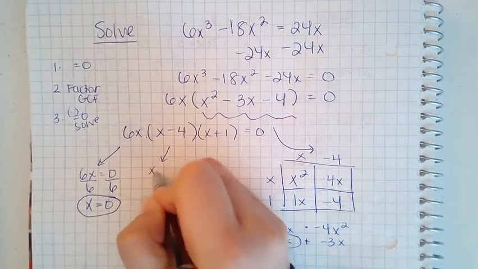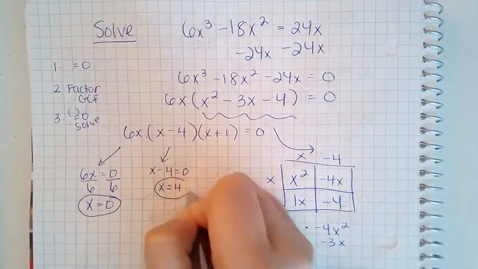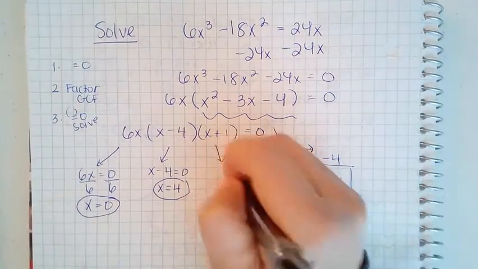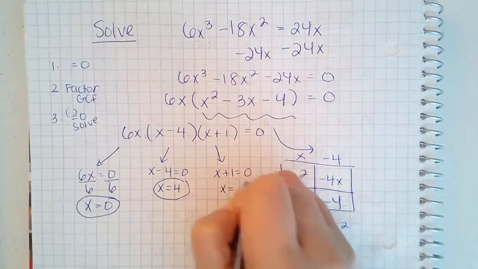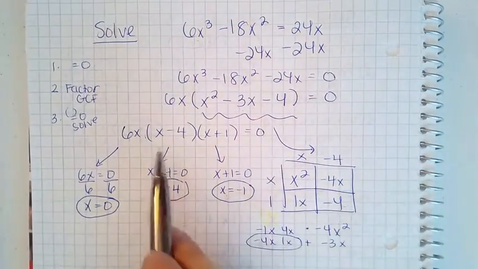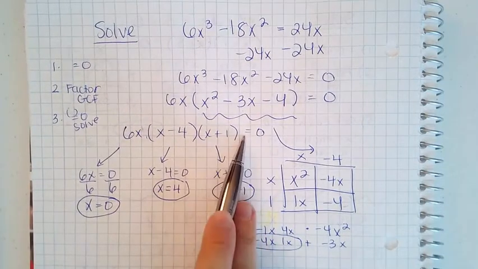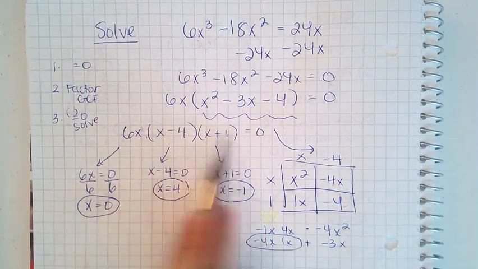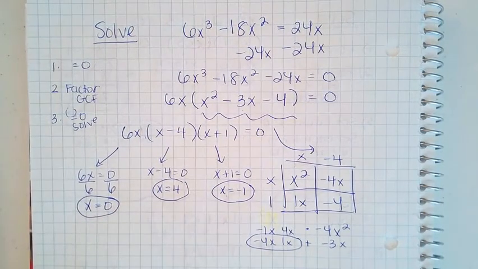I'm going to set x minus 4 equal to 0. And when I solve that, I get positive 4. And then I'm going to set x plus 1 equal to 0. And when I solve that, I get negative 1. So this is the case where this could have been 0, this could have been 0, or this could have been 0, or any combination of these. And so I have to take into account all of my answers.